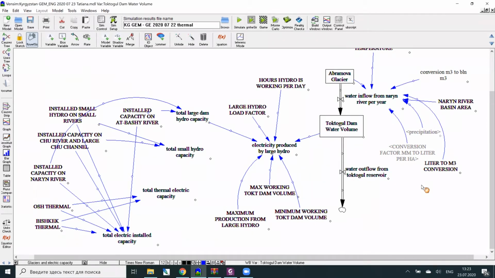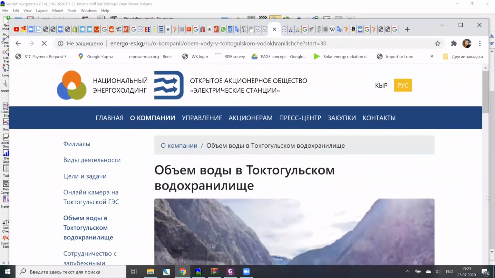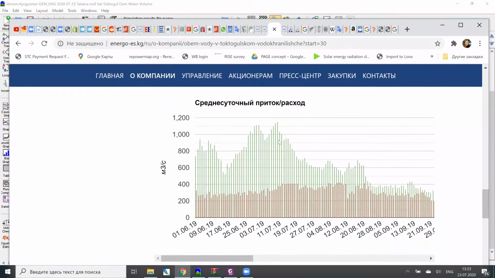Late autumn, I would say. In winter, we have to use it for energy because our electricity consumption jumps threefold in winter compared to the summer. So we do have here the graph, for example. Here we have, let's say, this is the inflow. The green one is the inflow, and the red one is the outflow.